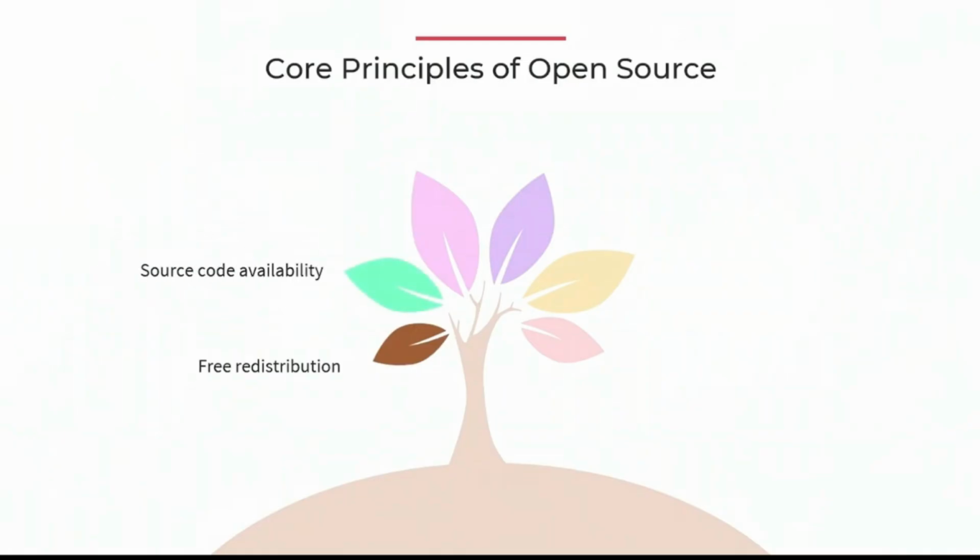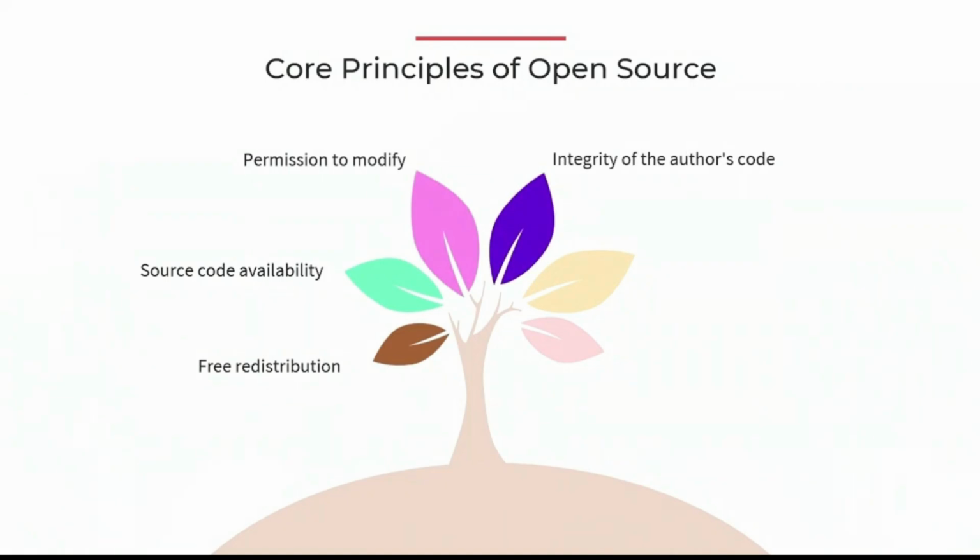Followed by source code availability. You must have access to the source code, which is the core of any program. Next is permission to modify. You are free to modify the code to suit your specific needs. Integrity of the author's code is another important principle. You can modify it, but you should credit the original creator or mention that changes were made.